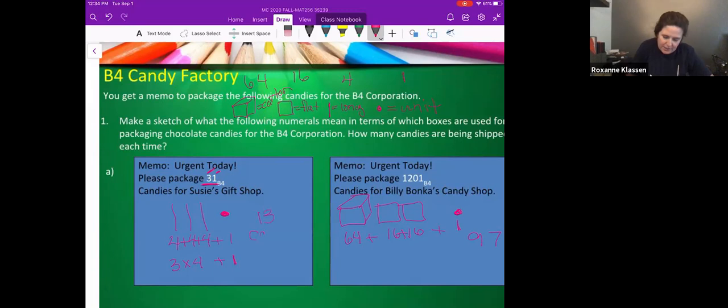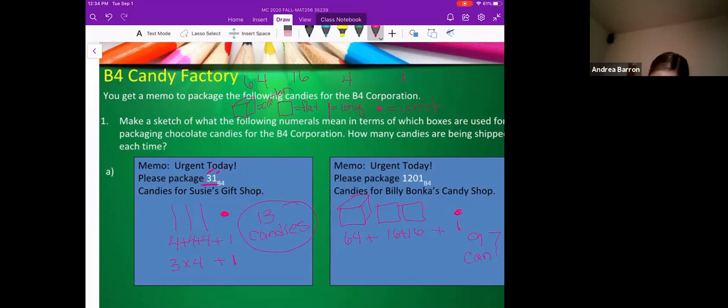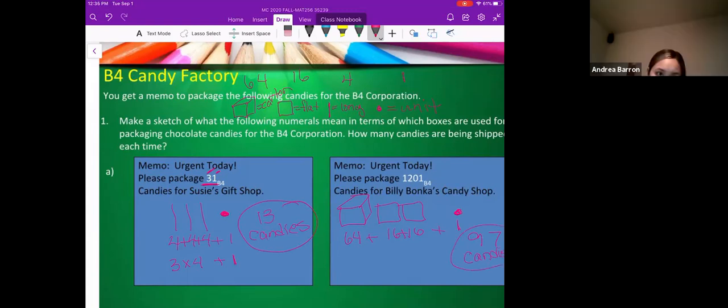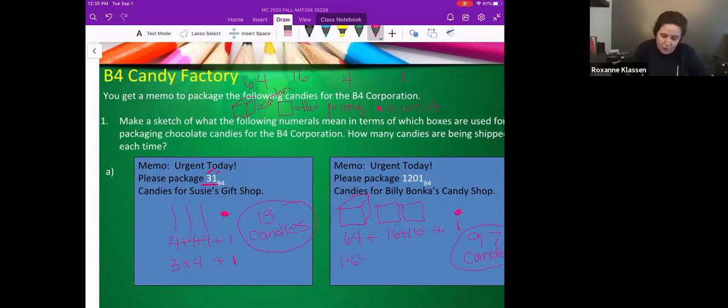This would be 13 candies. Sorry, I didn't write that over here. Now, I could write it the same way I write expanded notation. So I have 1 times 64, which is really 1 times 4 to the 3rd power, plus 2 times 16, which is really 2 times 4 to the 2nd power, plus 1 times 4 to the 0 power. Yes, this would be expanded notation.